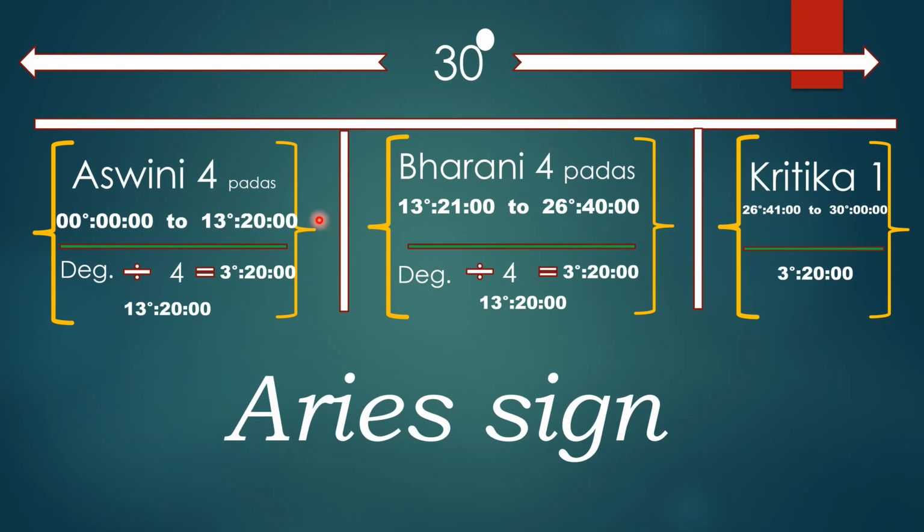We start from there because what we left for Ashwini is 13 degree 20 minutes. Then we need to start from 13 degree 21 minutes. If you start from 13 degree 21 minutes, then what we will get is 26 degree 40 minutes. Exactly the same calculation as what we have done for the Ashwini. The Bharani is the same. So what we know right now is Ashwini 4 Pada, Bharani 4 Pada falls in the Aries.